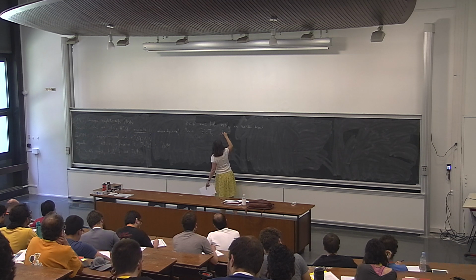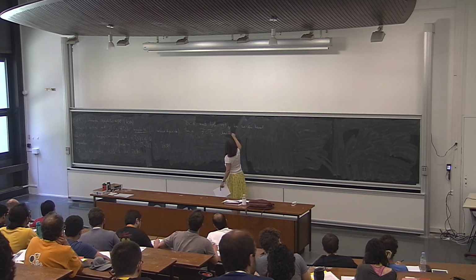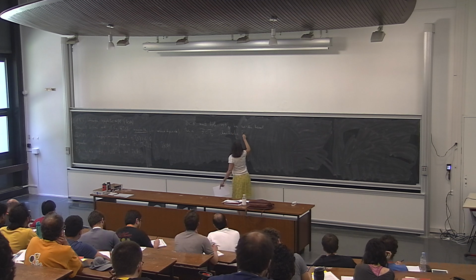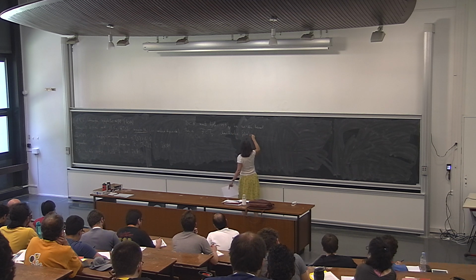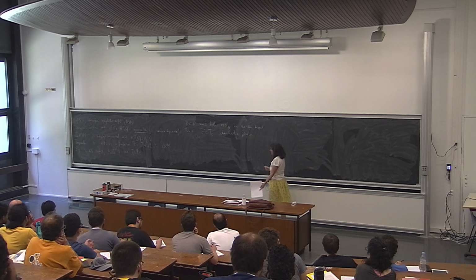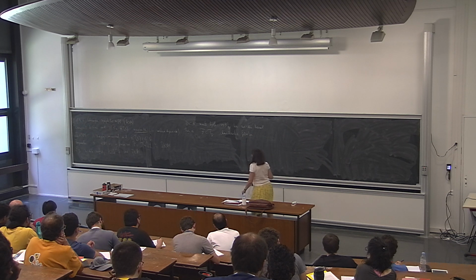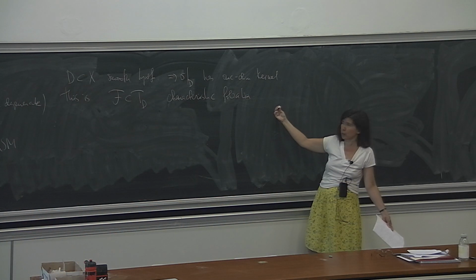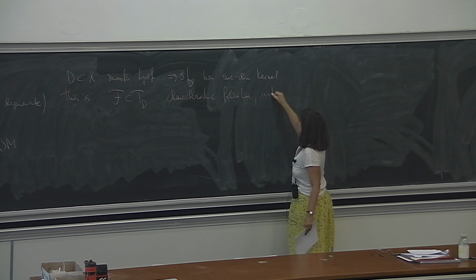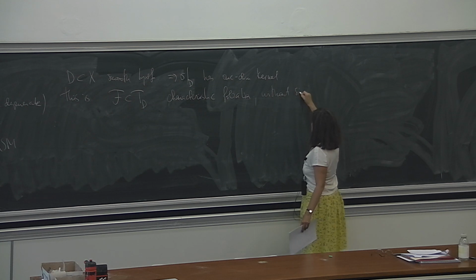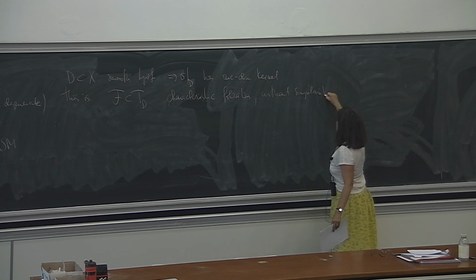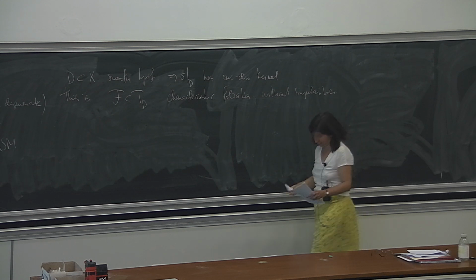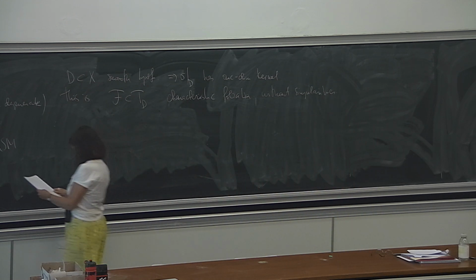It's really a foliation because, for rank 1 things, we don't need to check the integrability condition, and this is without singularities. So it's a regular foliation.